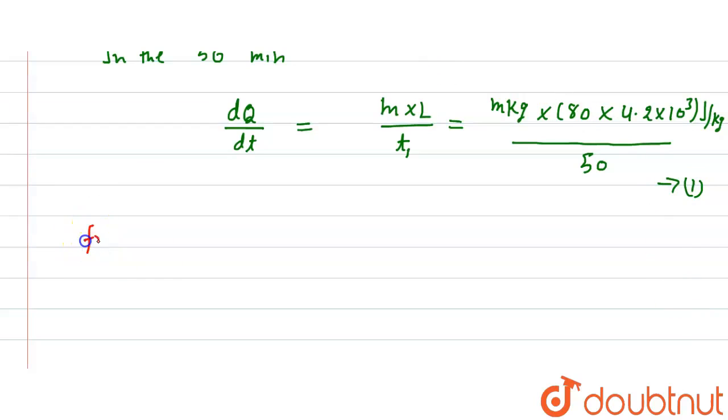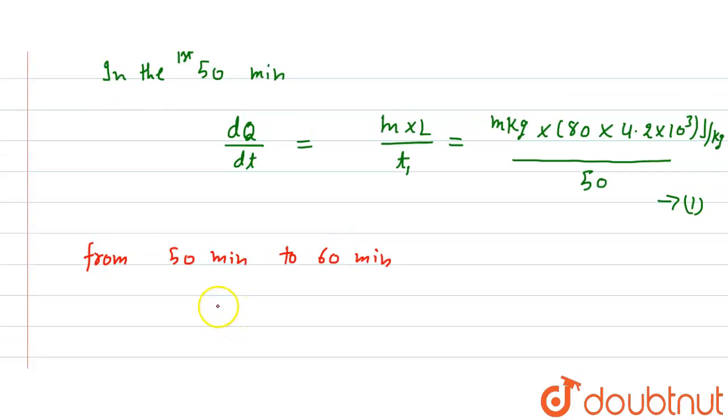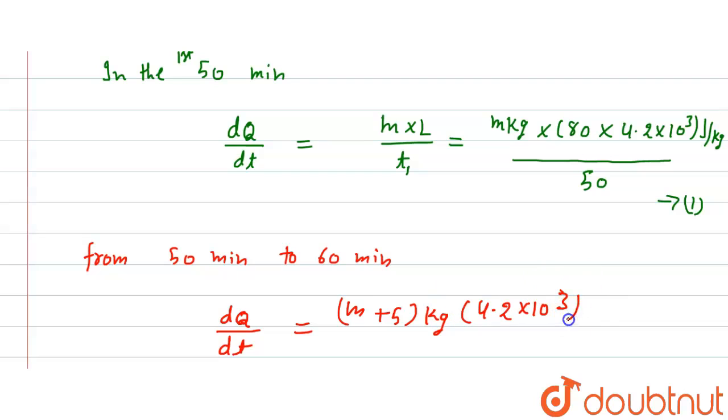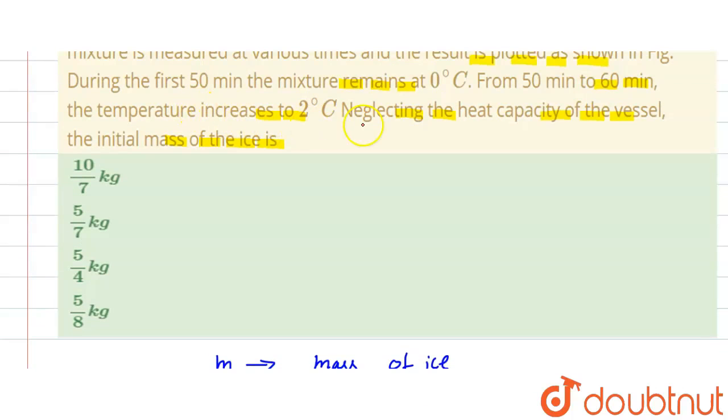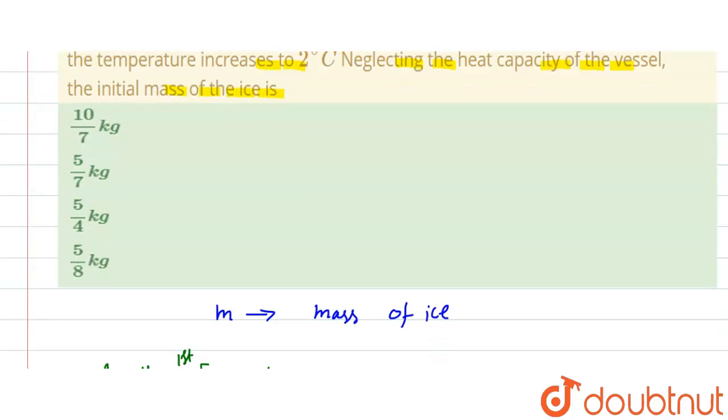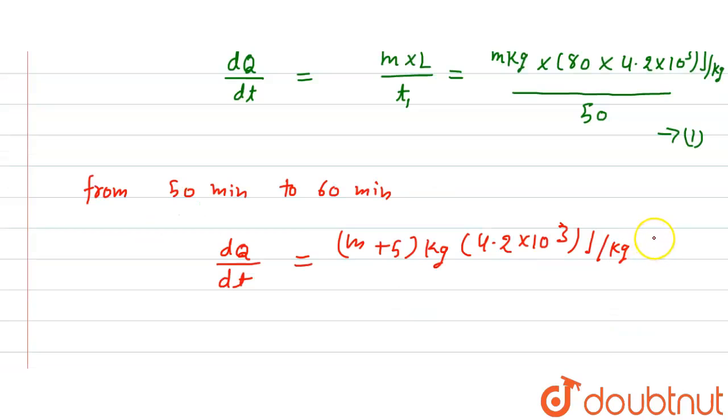Now we take from 50 to 60 minutes. The rate of heat, dQ upon dt, is equal to (m plus 5) kg into the specific heat of water 4.2 into 10 raised to power 3 joule per kg, into the temperature increase. In the question, the temperature increases by 2 degrees Celsius, and the time taken is 10 minutes. Take this as equation 2.